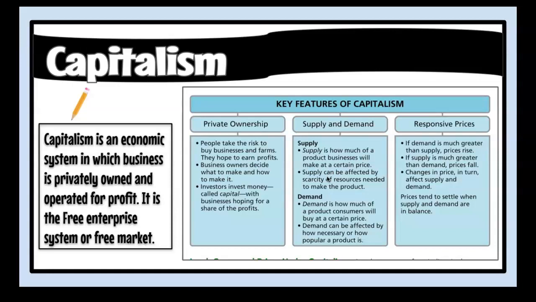Investors can invest money. Supply and demand: supply is how much of a product businesses will make. Supply can be affected by scarcity of resources. Demand is how much somebody wants it, and it can be affected by how popular that product is. And they get to set their own prices for the goods, but you want to make sure you set a price for a good that people are going to pay for. So that is capitalism, and these two things pretty much developed right after the Columbian Exchange.